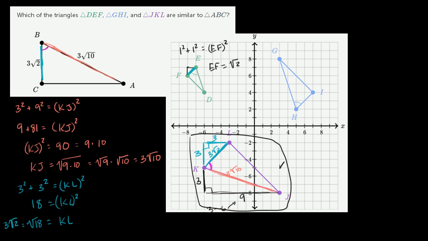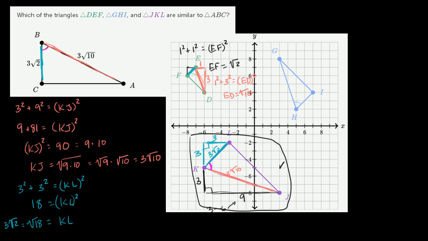And now let's look at ED. Once again, we can set up a right triangle that is 1 wide and 3 tall. So we could say 1 squared plus 3 squared is equal to the length of ED squared. 1 squared plus 3 squared is going to be 10. So we get ED is equal to the square root of 10.